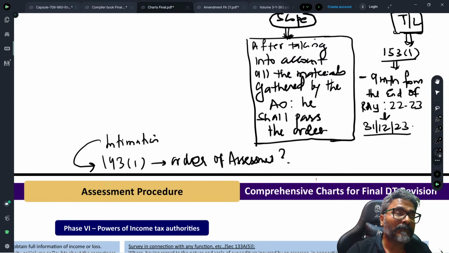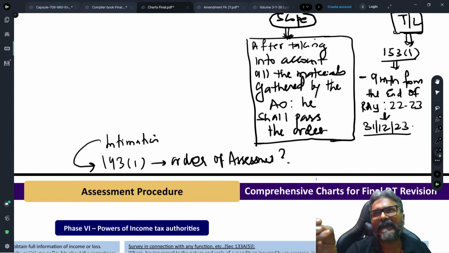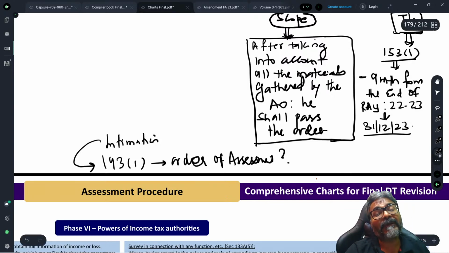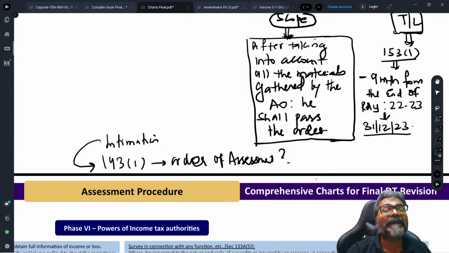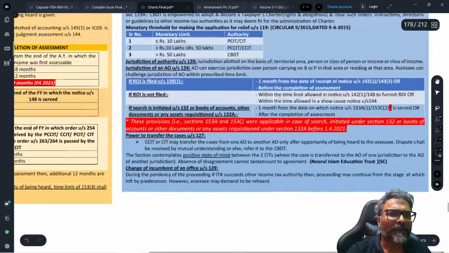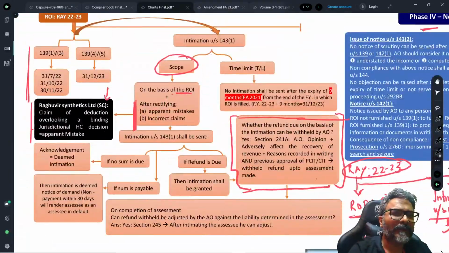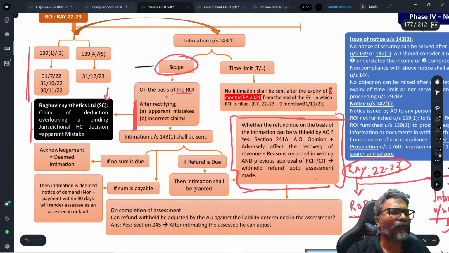At different points of time, they have targeted this question in a very unique way. The crux of the question is this only: whether an intimation of 143.1 can be considered to be an order of assessment. So the answer definitely has to be no. An intimation of 143.1 can never ever be considered to be an order of assessment. And why is it so? Just now, students, you have seen the scope of intimation, and now you are seeing the scope of the order of assessment.